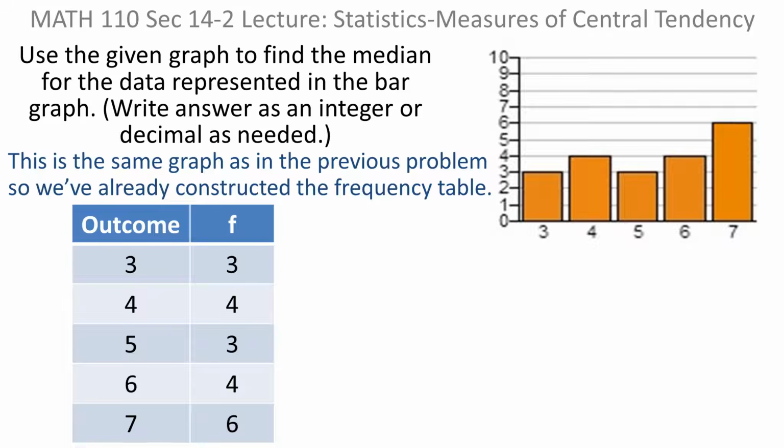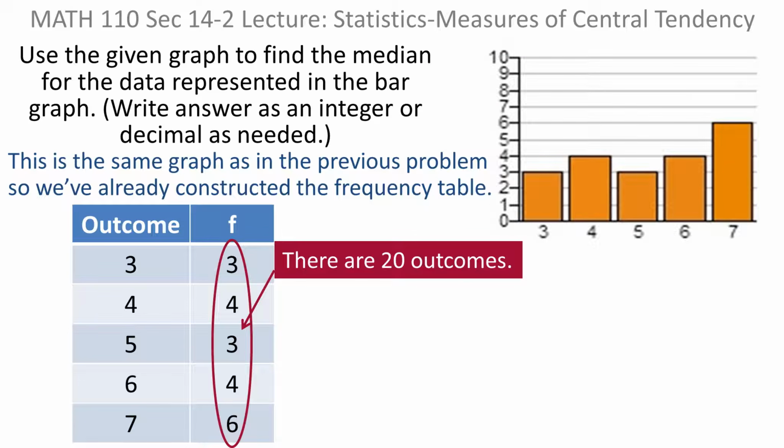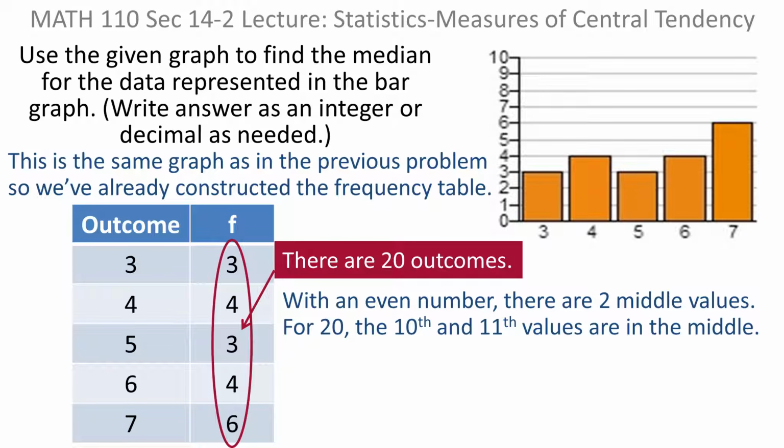So we have the frequency table that corresponds to this bar graph, and we want to find the median this time. Remember, the median is the middle value. The outcomes have to be in order, but they are, and you have to pay attention to the frequencies. So if you add up all the frequencies, you get 20. That means there are 20 outcomes. You know the median is the middle value, and when there's an even number of numbers, there'll actually be 2 middle values. There won't be a single middle value. The 10th and 11th values are going to be the 2 middle values.